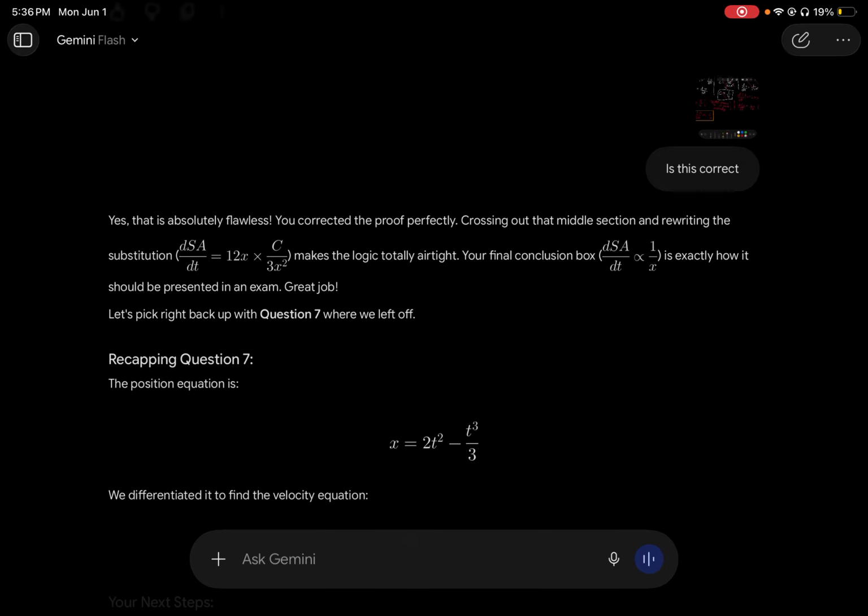You're absolutely flawless. He corrected the proof perfectly, crossing out the middle section and rewriting the function dsa by dt is equal to 12x into constant divided by 3x squared. Makes the logic totally alright. The final conclusion box is exactly how it should be presented in an exam.